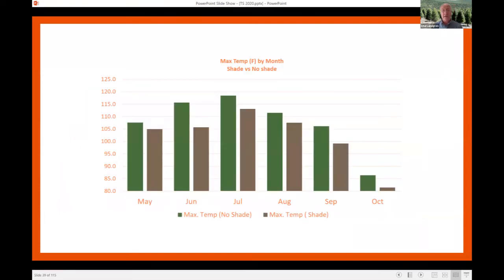This is just looking at our temperature monitoring, the maximum temperatures that occurred in the month. The no shade is the green bars, which are a little higher than the brownish bars that have the shade. So the shade helped in reducing the temperatures across this field, and in some of the fields we were getting July temperatures upwards of 117 degrees.